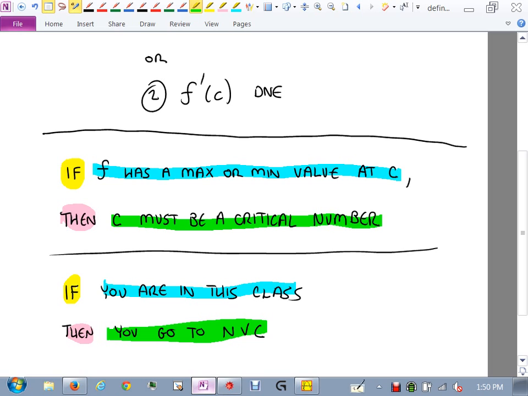It means that whatever they're saying is true if and only if the other one is true, which means you can read it backwards both ways, and it's still true. This does not work that way. This is a forward implication only. If you're in this class, then you go to Northwest Vista. If you have a maximum, then it must be a place where the derivative is 0 or undefined. If your derivative is undefined or 0, that does not mean you have a maximum. I just gave you the example.